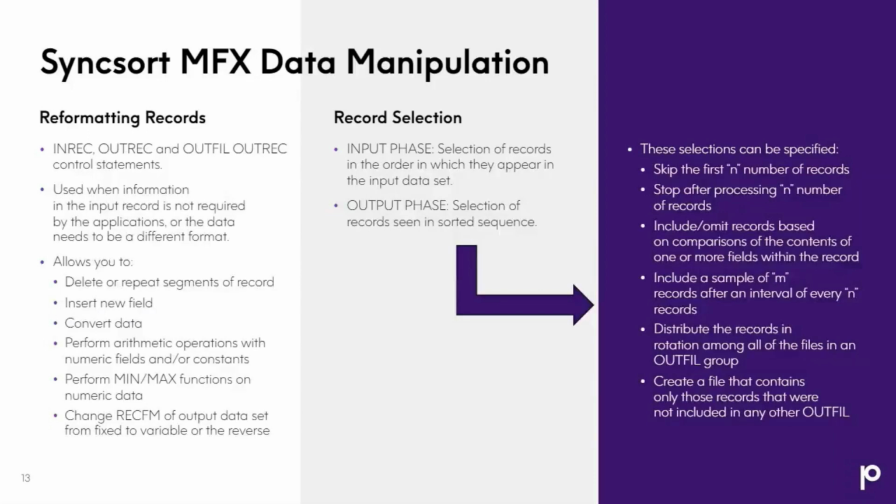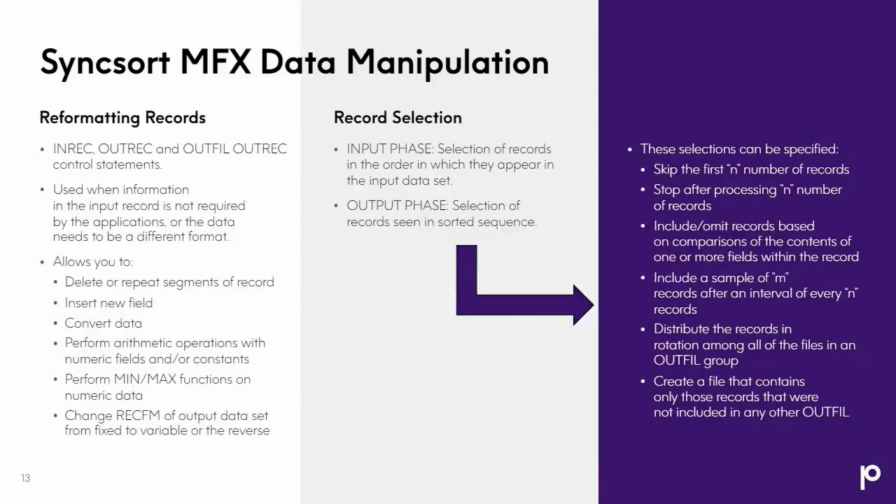The choice of INREC, OUTREC, and OUTFILE/OUTREC can have a significant impact on performance. It's generally better to use INREC if you're shortening the record. If the record is being lengthened, the use of OUTREC will typically provide better sort performance. But care needs to be taken when deciding which control statements to use, as a specification of other control statements might be affected.